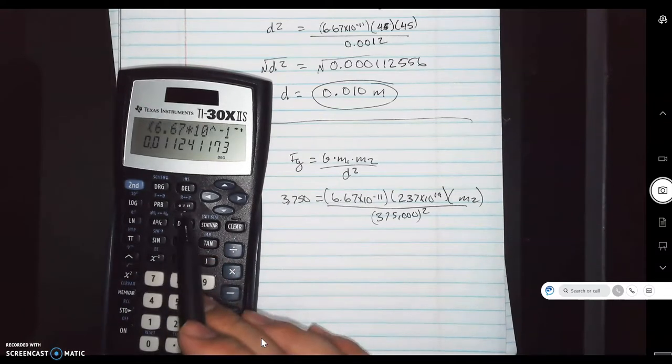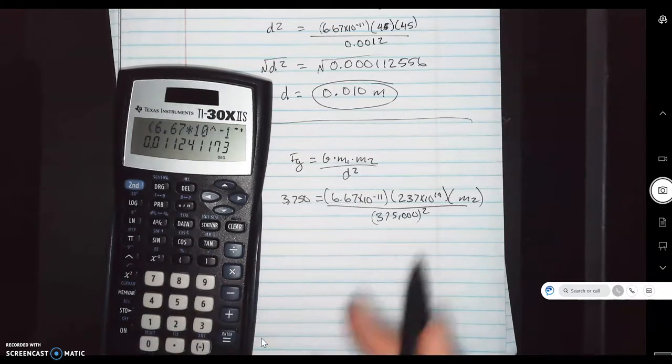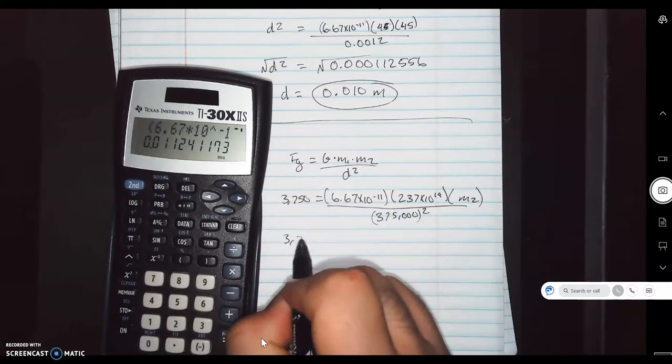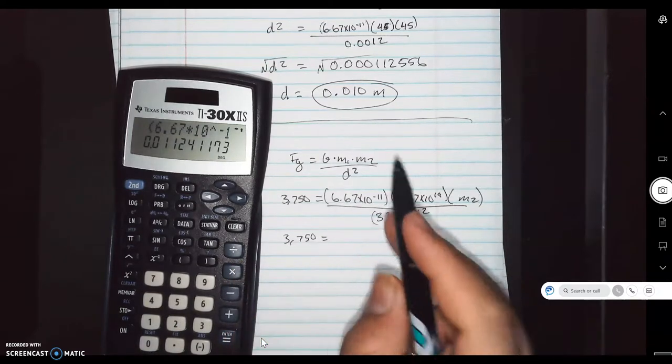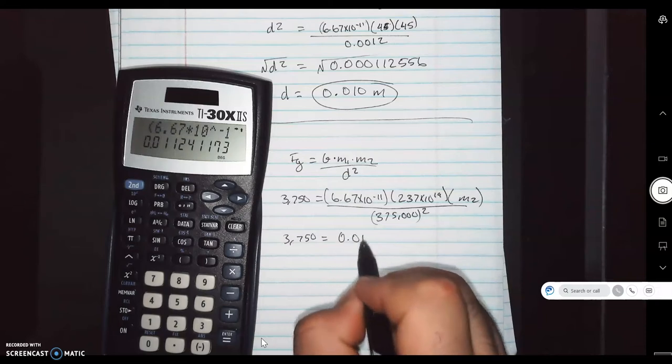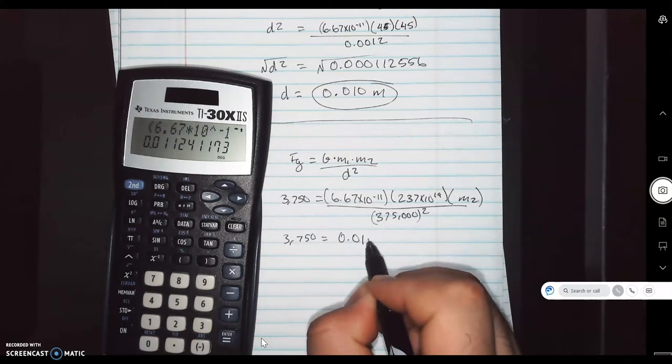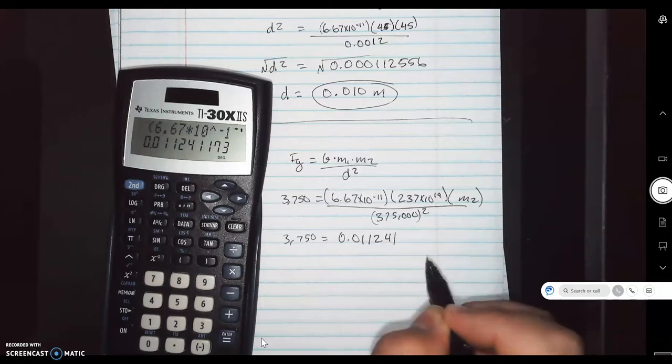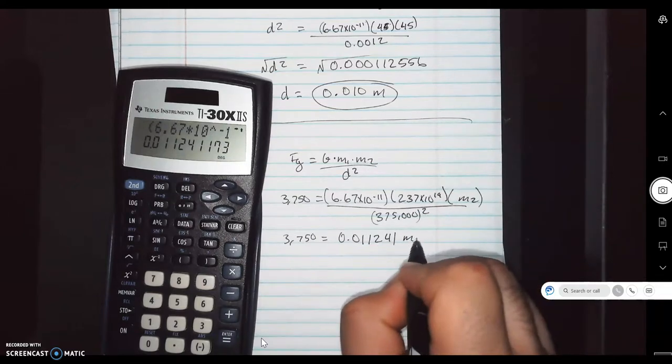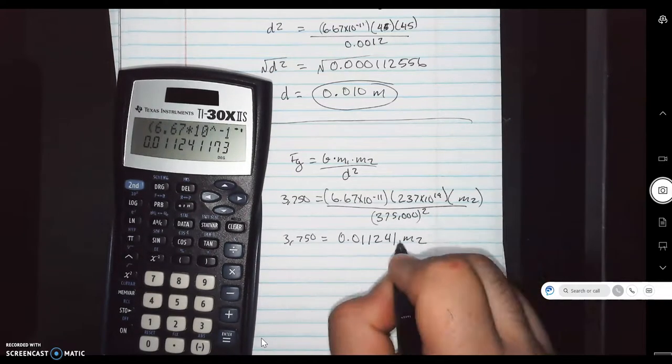And now you get one number, right? So you get 3,750 is equal to this number, so 0.01. I'm going to try to keep a little bit of digits just to be accurate. 11241 M2, right?